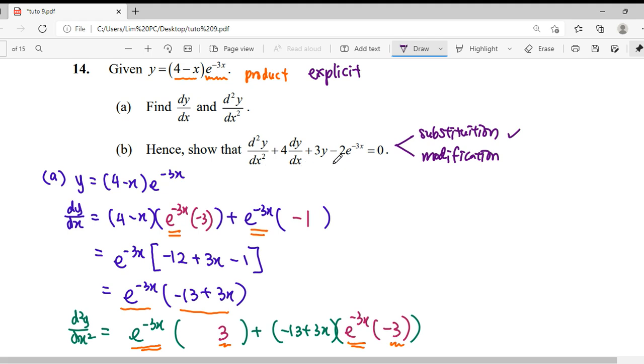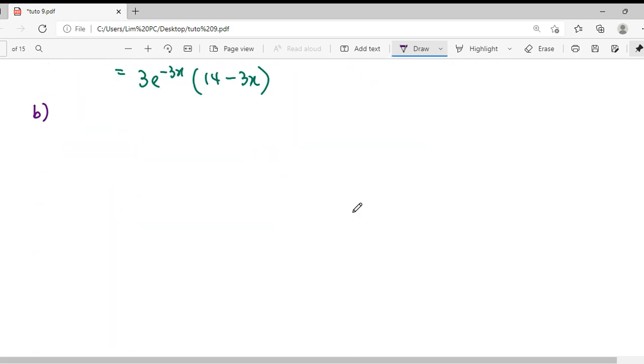So we will take down our question here, and to get this 0, we're going to plug in our results. Plug in our second derivative, plug in our first derivative, plug in our y, then we will calculate until 0. So don't put the 0 at the beginning of the calculation. This is the way we show the equation. So start with our question: d2y dx squared plus 4 dy dx, then plus 3y, then minus 2e negative 3x. So don't take the equal to 0 yet. Then we're going to put equal at the bottom.